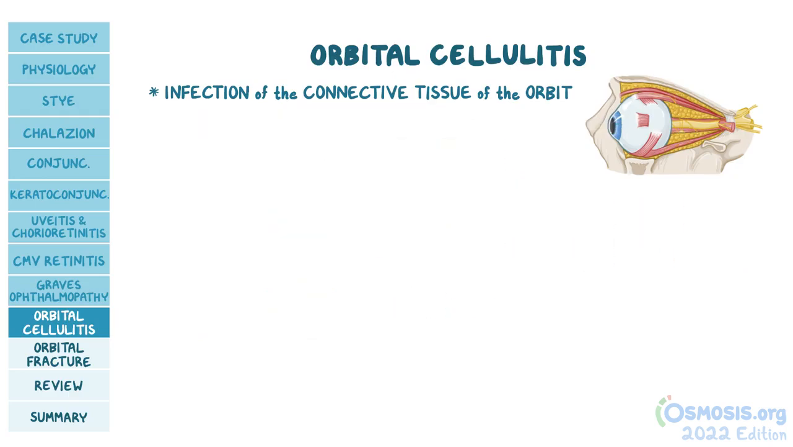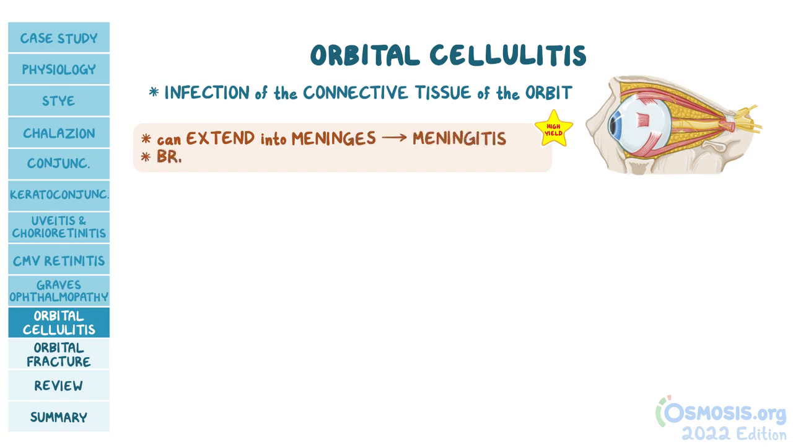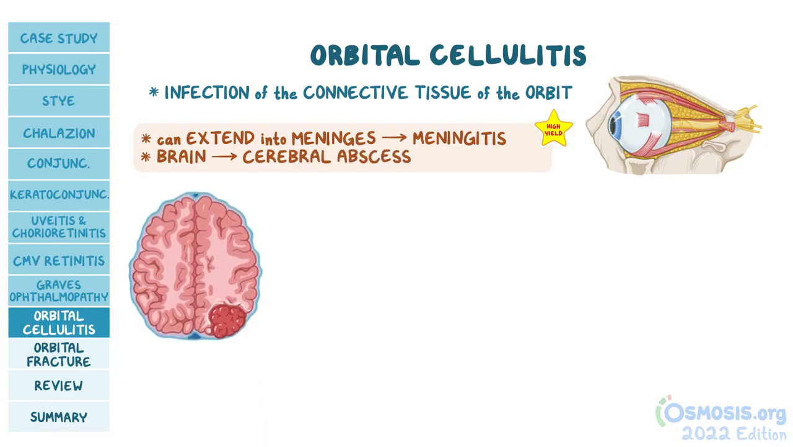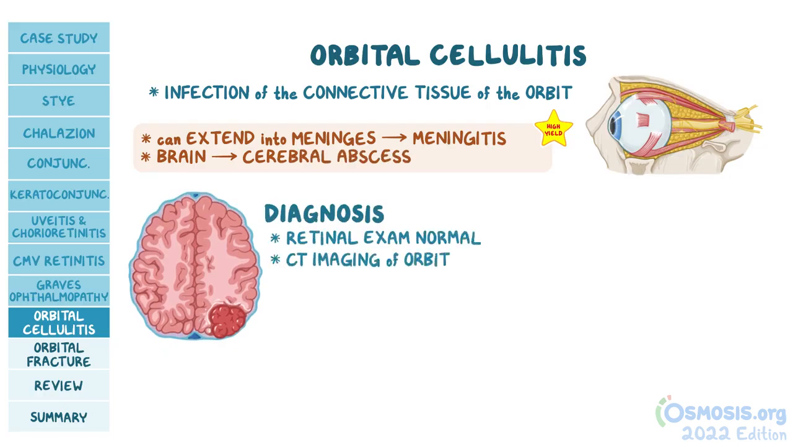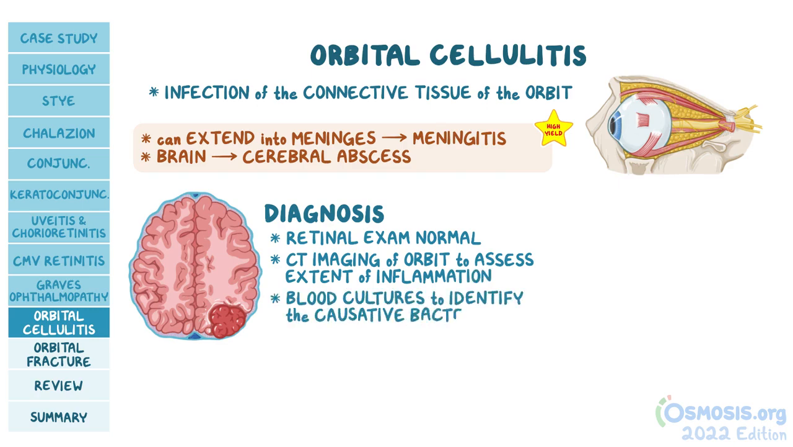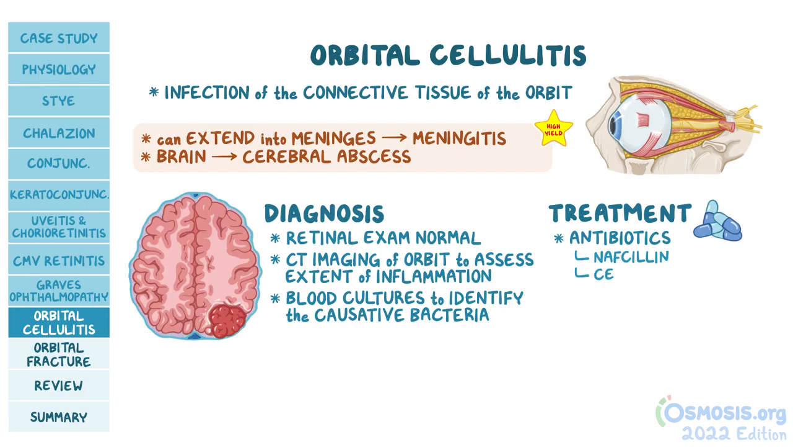What's high yield is that orbital cellulitis is worrisome because it can extend into deeper structures like the meninges, causing meningitis or even the brain, leading to cerebral abscess. For diagnosis, retinal examination is typically normal, but CT imaging of the orbit can be done to assess the extent of the inflammation. Blood cultures should also be performed to identify the causative bacteria. Treatment involves antibiotics like nafcillin, ceftriaxone, and metronidazole.